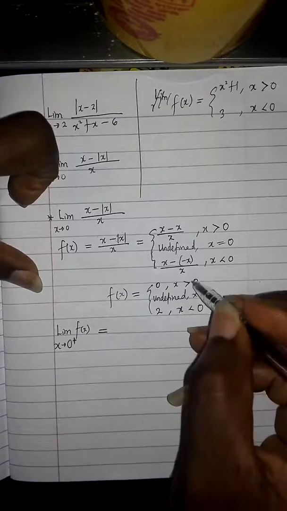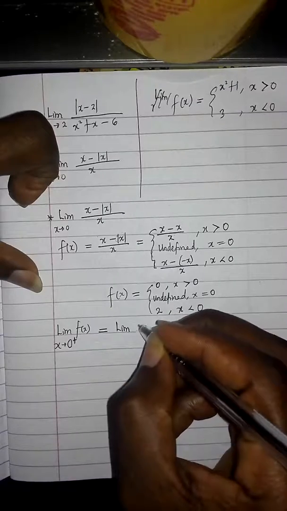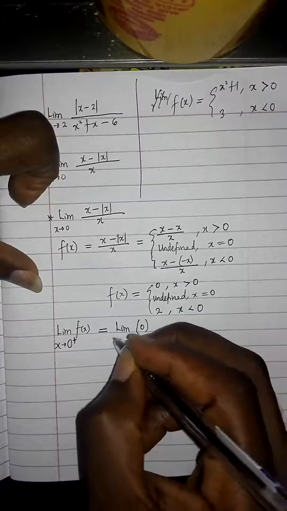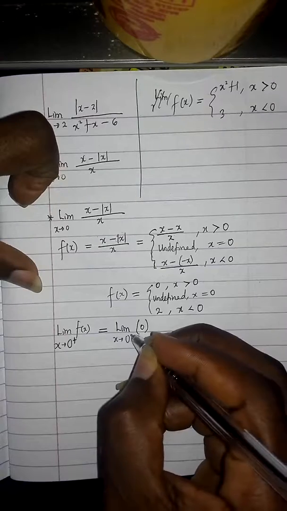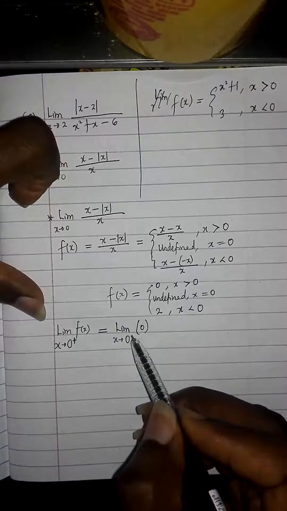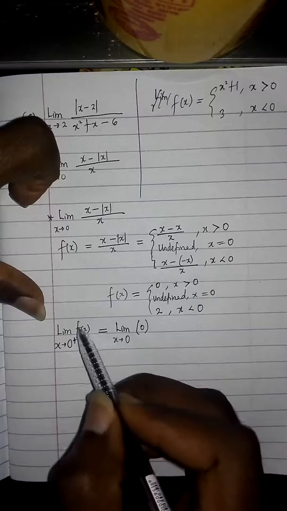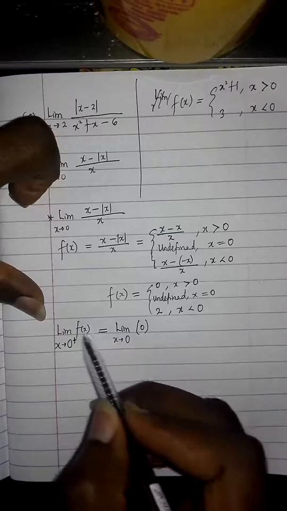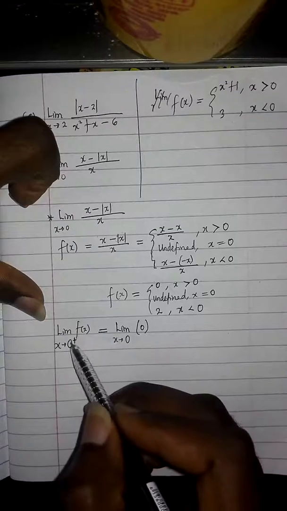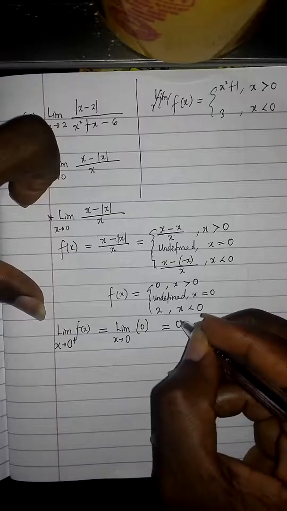In this case, for values of x greater than 0, our f of x is simply 0. So what we have here is simply the limit of 0 as x approaches 0. You know why I'm not putting from above any longer? I already took that into consideration in obtaining what the function is, when x is slightly above 0. So this is simply 0.